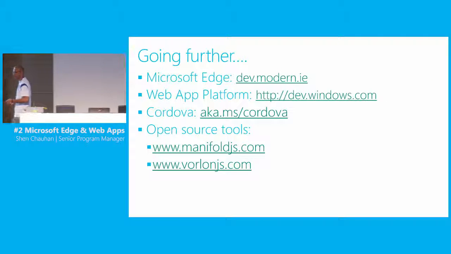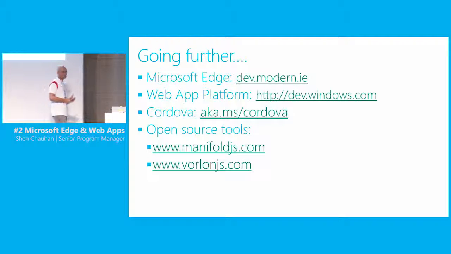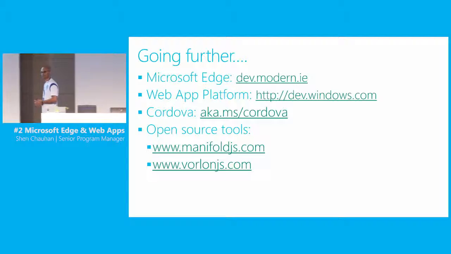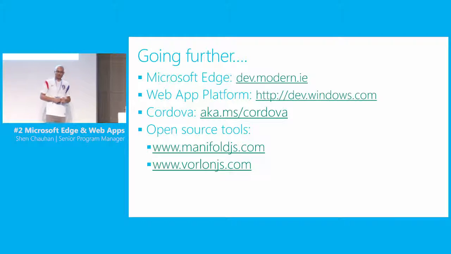So this is just a taster of what's available with our new web platform. And going further, what we'd like is your feedback. We're always listening to help us understand which direction you'd like our browsers to go. So please definitely visit dev.modern.ie, dev.windows.com for some more of our developer platform Windows Runtime APIs, the Cordova website, so you can help build cross-platform tools. And the two links you see at the bottom there are the links for Vorlon and Manifold.js. So with that, I would like to finish and say thank you very much for your time.